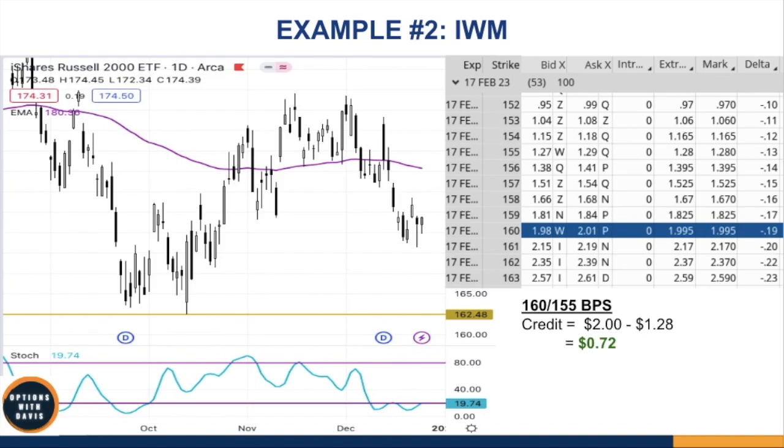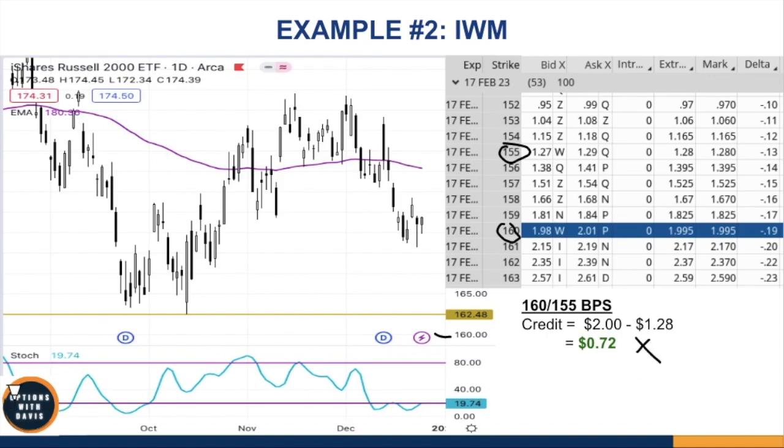So if we were to construct this, you can see the credit we're going to receive. In this case, I actually use the 160 first. So 160 and 155, which is somewhere below down here. For the 160/155, the credit you receive is around 72 cents. That is way below what we want. We want anywhere from $1 to $1.50. So no, we cannot use this.